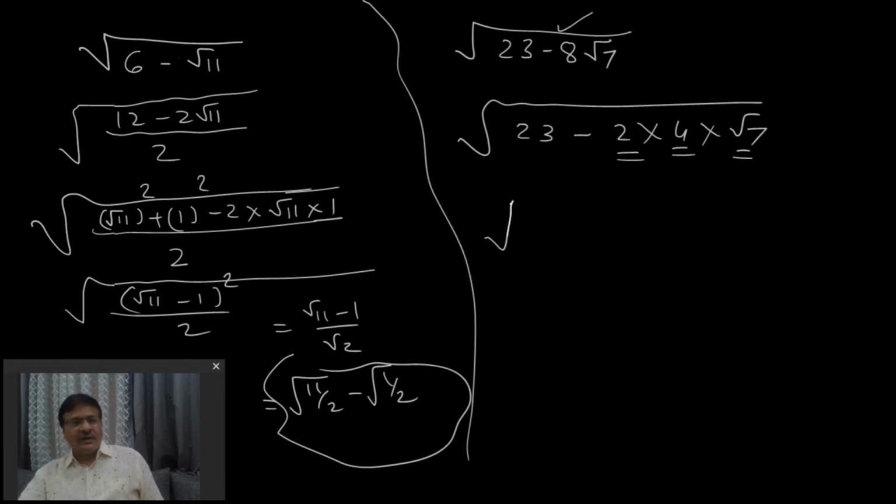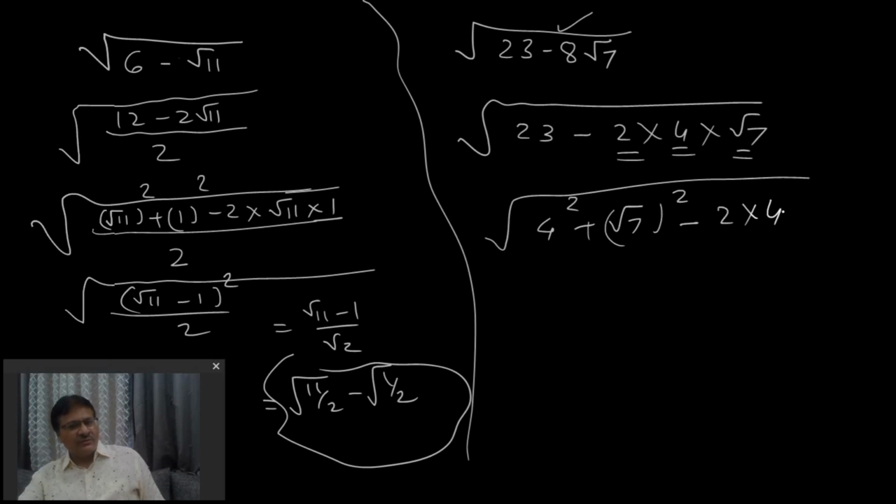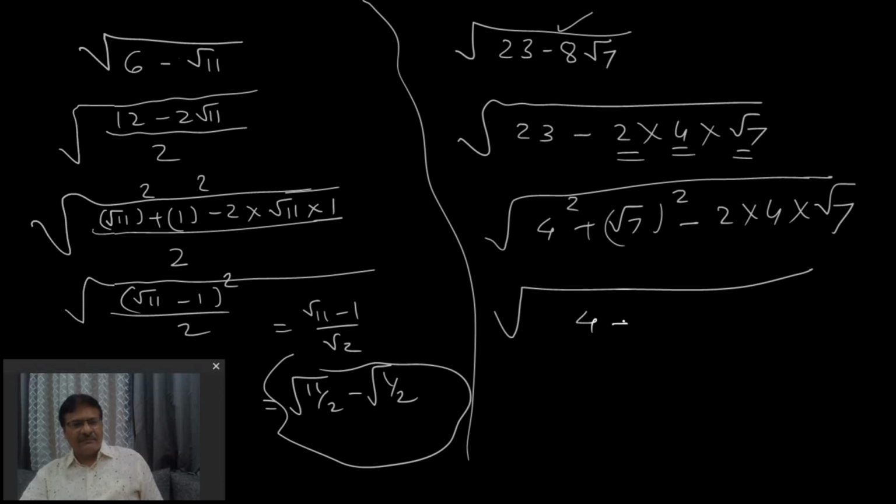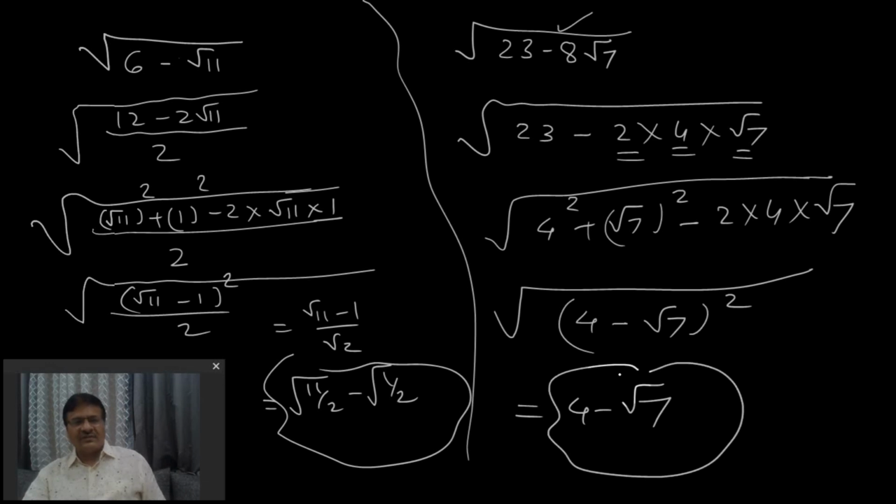Now I can write this 23 as 4 square plus root 7 square, because 16 plus 7 is 23, minus 2 into 4 into root 7. Now I directly have the formula a square plus b square minus 2ab, that is a minus b whole square. Is that clear? So finally what do I get? 4 minus root 7. So this way we can get the answer. Is that clear? Okay.